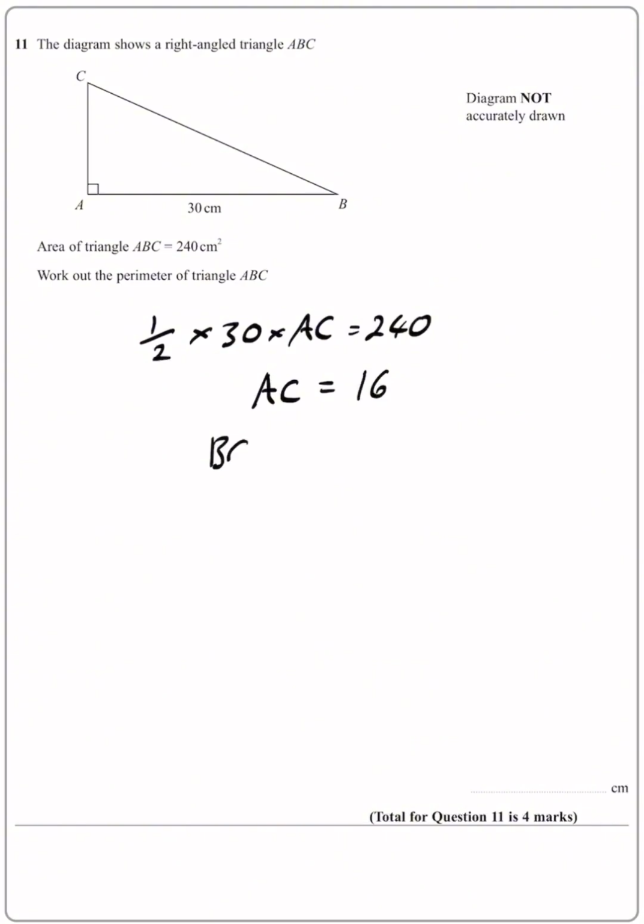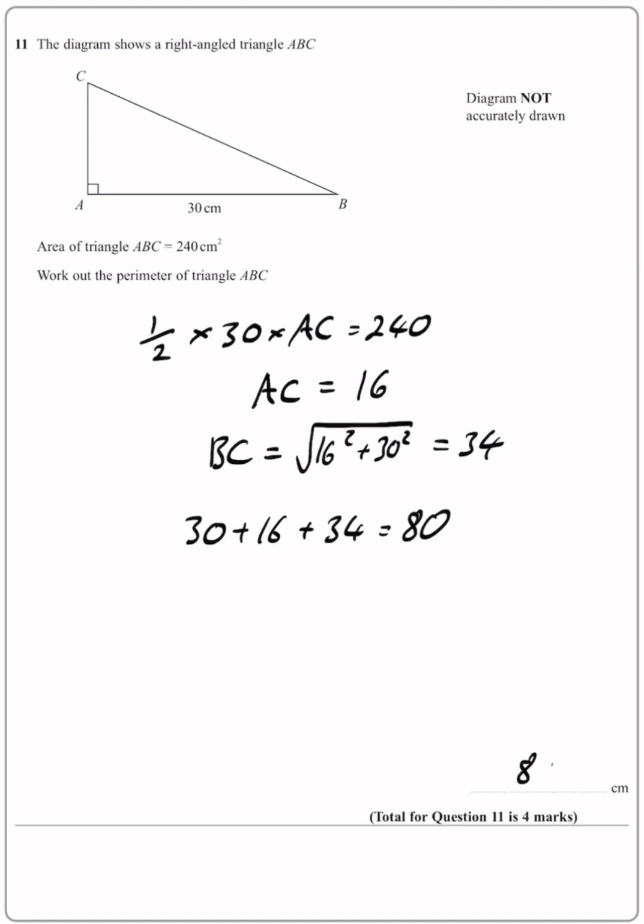We need to work out B to C as well to find the perimeter. So using Pythagoras, we get the square root of 16 squared plus 30 squared, which comes out as 34. Add together our three lengths, 30 plus 16 plus 34 gives us a perimeter of 80 centimeters.